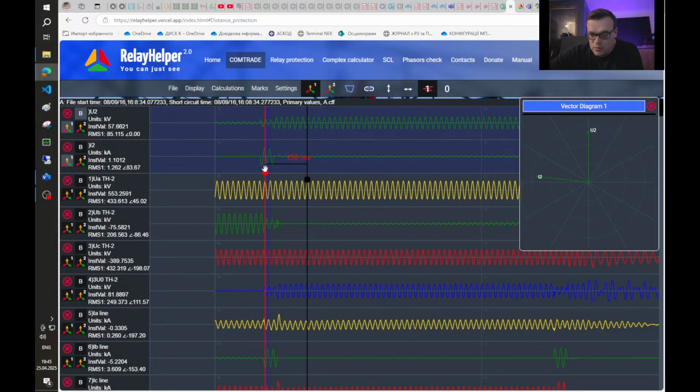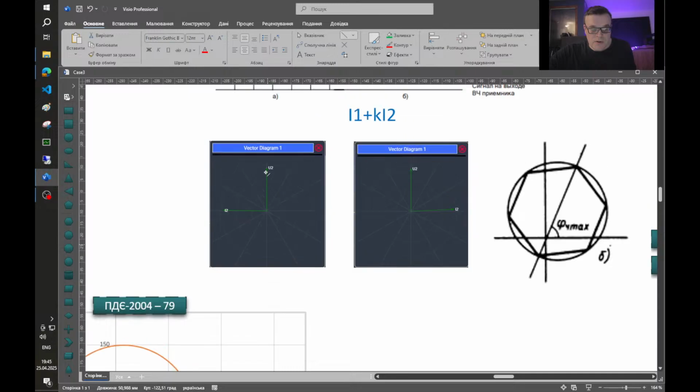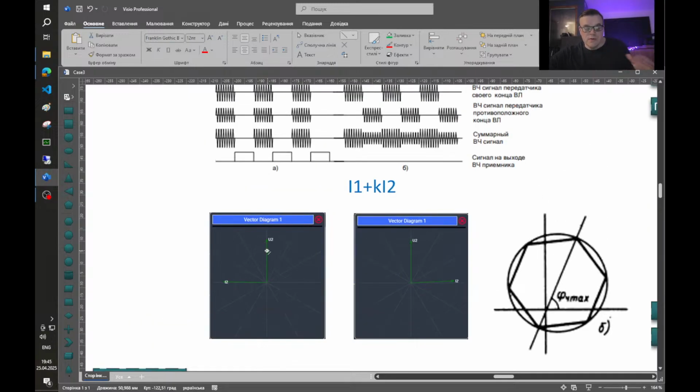Okay, so now I calculated all parameters correctly, and we can see the picture that I showed you in the beginning. So during a short circuit on the line, the negative sequence power is directed from the line to the substation, and it has this vector diagram. So the directional negative sequence power relay has worked to trip.